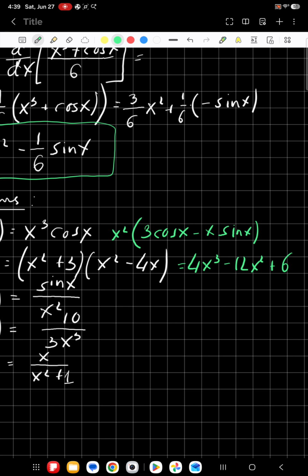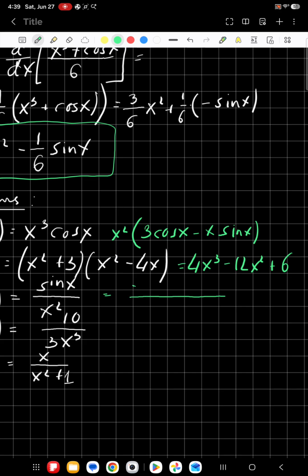I don't know, there's some minus 12 floating in my notes. I'm not sure where it belongs. I hope you guys get the same answers. I'm not sure what that minus 12 is.